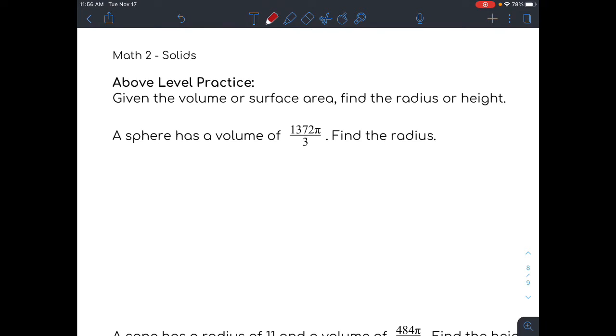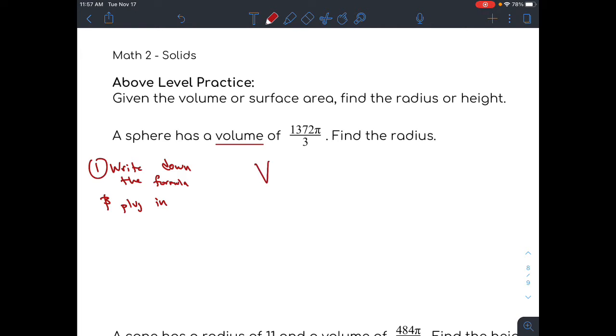The first one is a sphere has a volume of 1372 pi over 3, find the radius. So whenever you're given a problem like this, step one, write down the formula. Write down the formula, always. And plug in what you know.